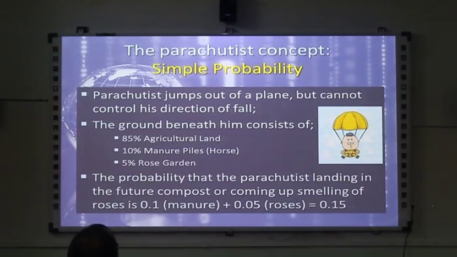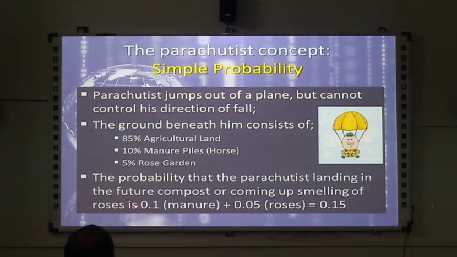How do we explain it? It's easily worked out. This was done by a colleague of mine here. It's not like I pinched it, but it's called a parachute contest. Look over here. You've got a parachutist jumping out of a plane. He doesn't control his direction of fall. Beneath him, the land use is 85% agricultural land, 10% manure piles, compost, and 5% is a rose garden. What is the probability of him landing in compost or coming up smelling of roses?